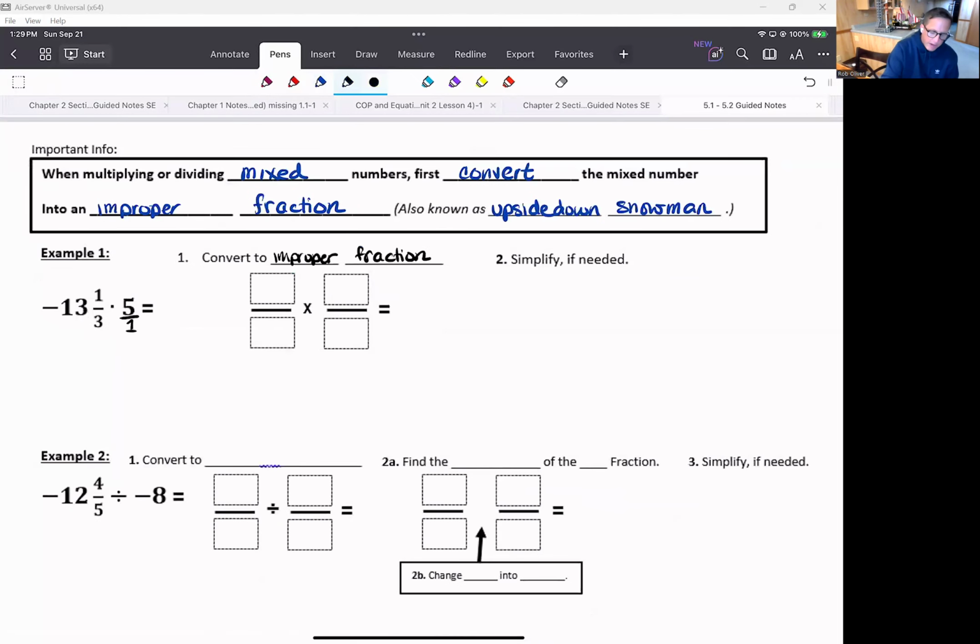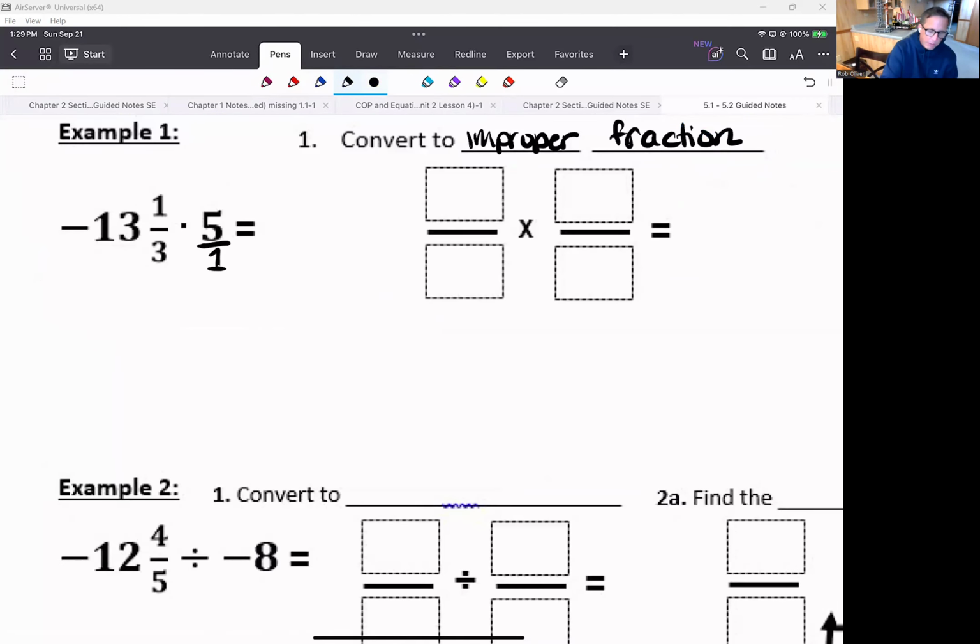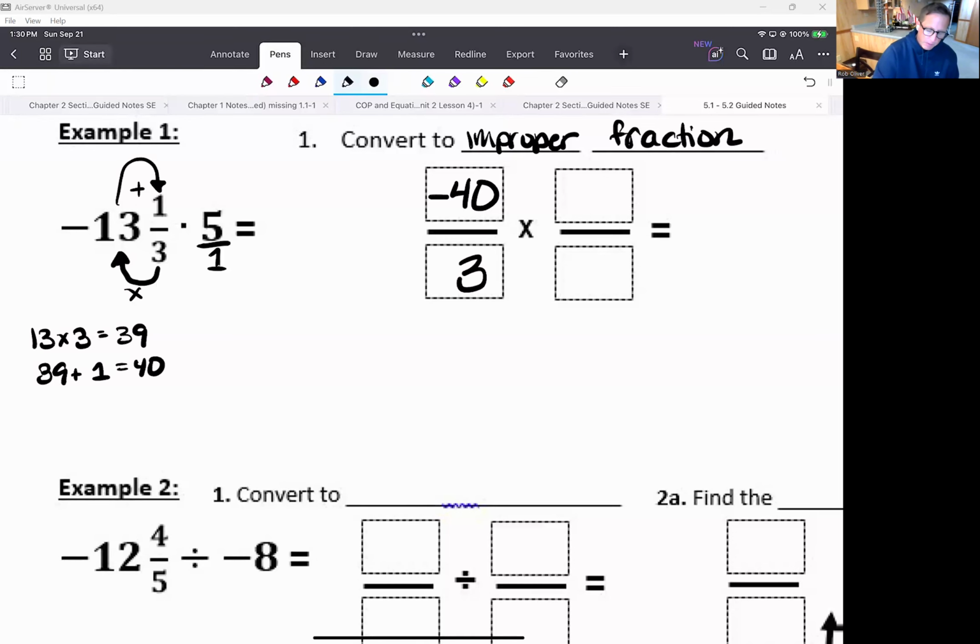Now, when you convert 13 and 1/3, ignore the negative while you're converting it. So we're going to do 13 times 3. I know it's negative 13, but 13 times 3 is 39. And then add 1. So you're going to do 39 plus 1, which is 40. Then tack the negative back onto it. So that's going to be negative 40 over 3.